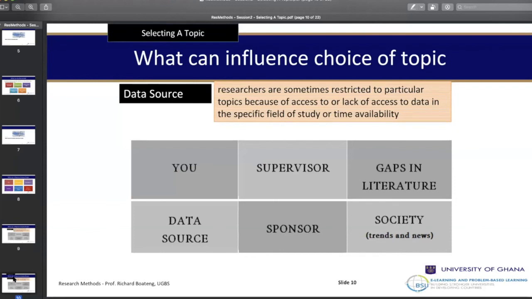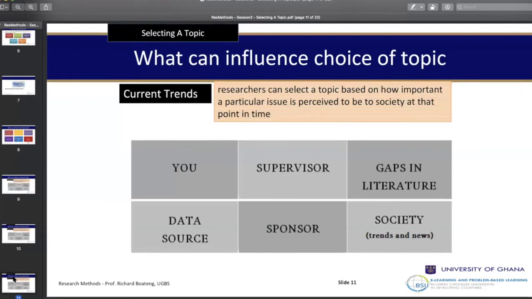Okay, so the next thing that can influence the choice is the current trends. Now, most students try to choose things which are very contemporary. Oh, this is happening in Ghana, so let me study it. Or this is happening around, let me study it. It's not bad, but the difficulty is that maybe it has not gained maturity, so people cannot answer questions on it. You may go to the field and very few people can answer your questions. So please be very careful when you choose a topic which is a current trend.